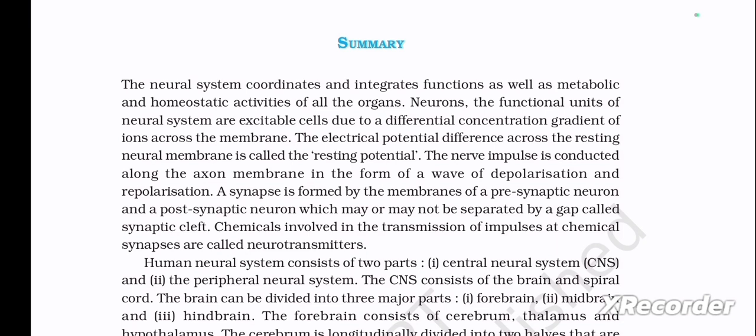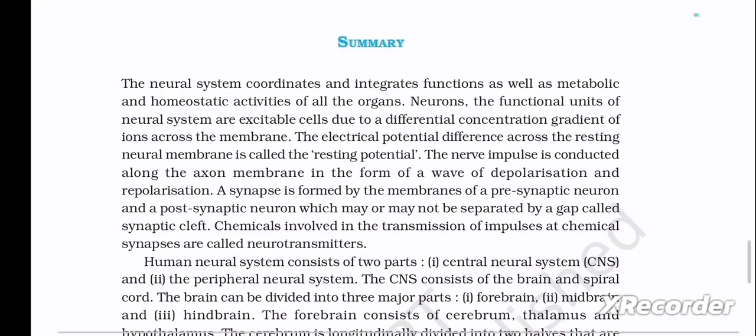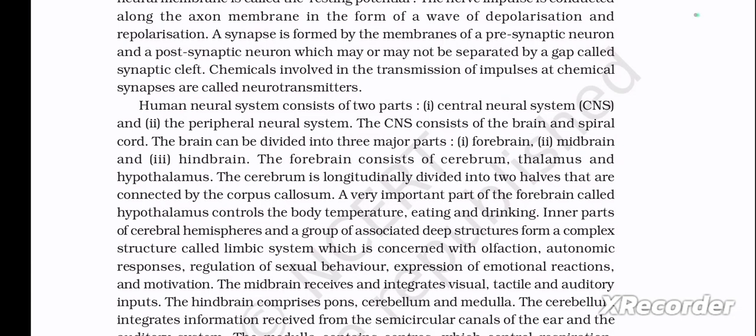A synapse is formed by the membranes of a presynaptic neuron and a postsynaptic neuron, which may or may not be separated by a gap called synaptic cleft. Chemicals involved in the transmission of impulses at chemical synapses are called neurotransmitters. Human neural system consists of two parts, that is central neural system, CNS, and the peripheral neural system. The CNS consists of the brain and spinal cord.